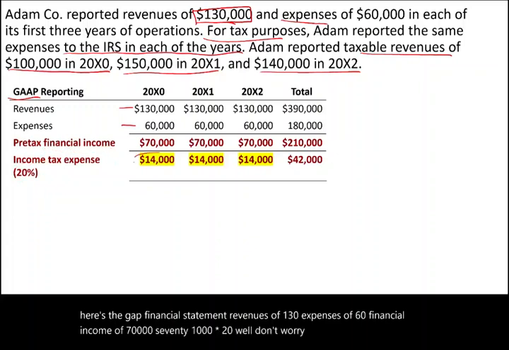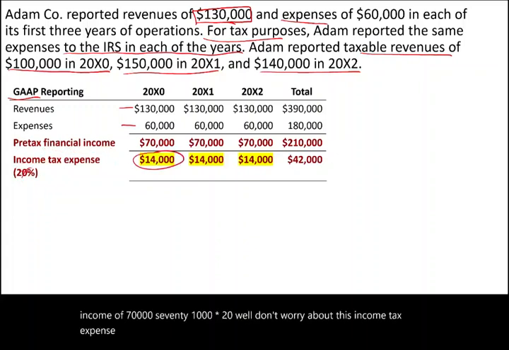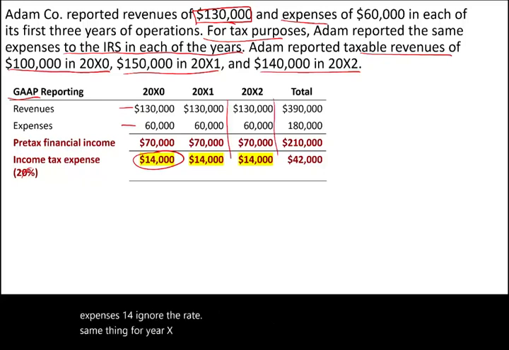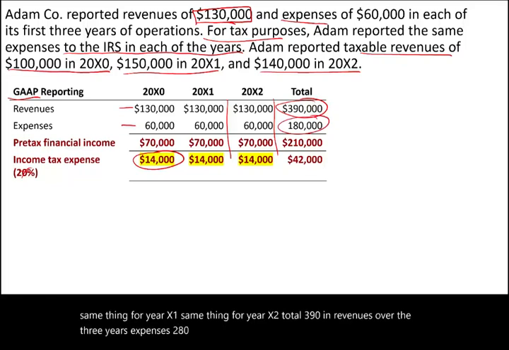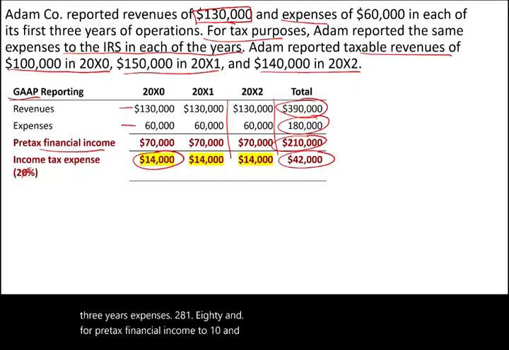Income tax expense is $14,000. Ignore the rate. Same thing for year X1, same thing for year X2. Total 390 in revenues over the 3 years, expenses 280, 180, and pre-tax financial income 210, and income tax expense total of 42.